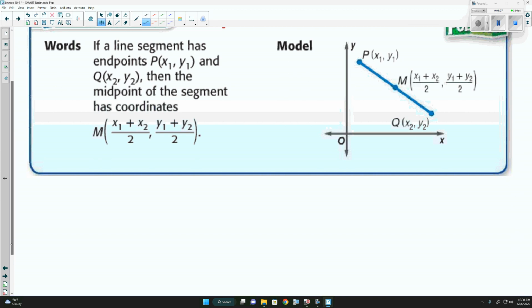So the midpoint is what we're looking at first, guys. Midpoint formula is x1 plus x2 divided by 2, comma, y1 plus y2 divided by 2. More or less, we add the x values together and divide by 2. Add the y values of the endpoints together and divide by 2, and that gives you the midpoint.